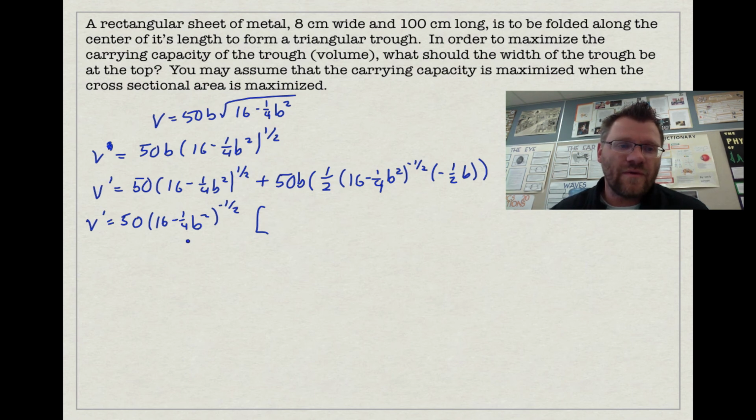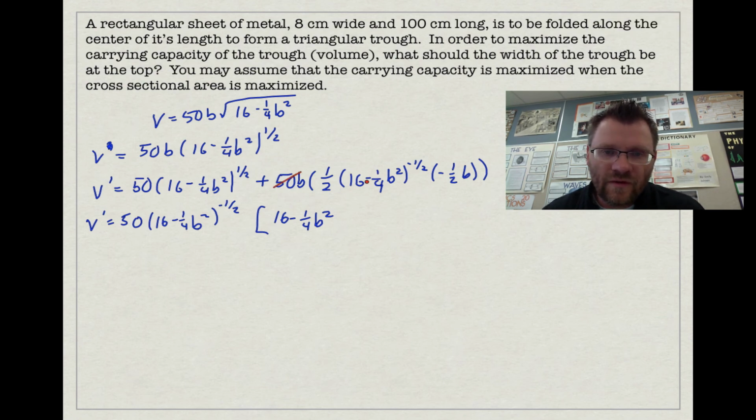And what we're left with is this. If we take out the 50, and we took out 16 minus a quarter B squared to the negative half, we're left with 16 minus a quarter B squared. And now we took a 50 out of here, so it's gone. We took out this whole thing, so we're left with another negative. A half times a half is a negative quarter B squared.